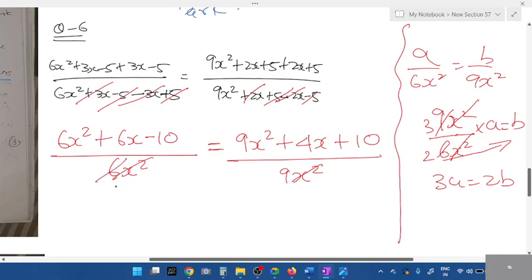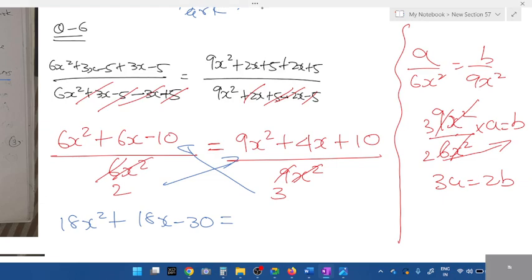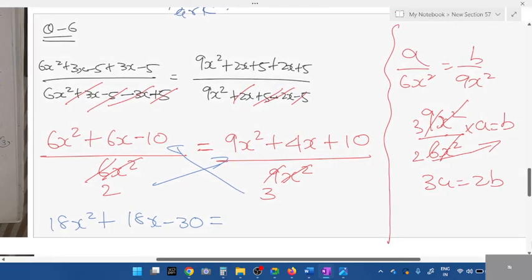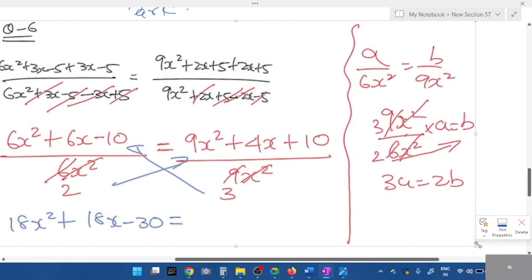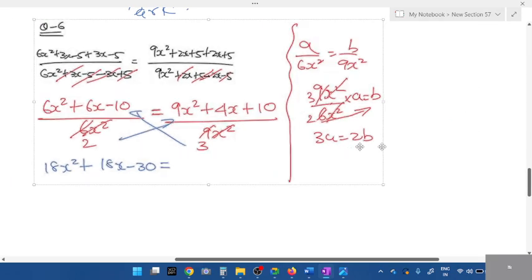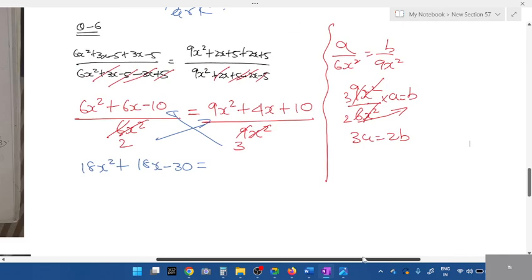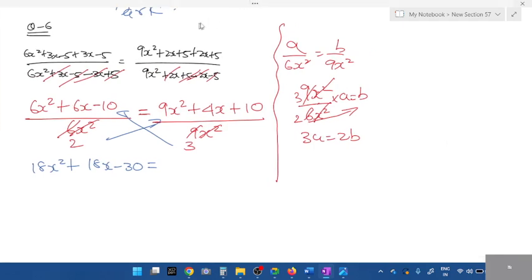In the same way, 3 2s are 6, 3 3s are 9. Now we can multiply this 3 to the other side. When you cross multiply 3 on this side, 3 6s are 18x square plus 3 6s are 18x minus 30. And remember componendo dividendo, they might give you some question where you have to apply componendo dividendo twice, students, twice. Even that is possible. I'll tell you, tomorrow we'll solve one question based on that.